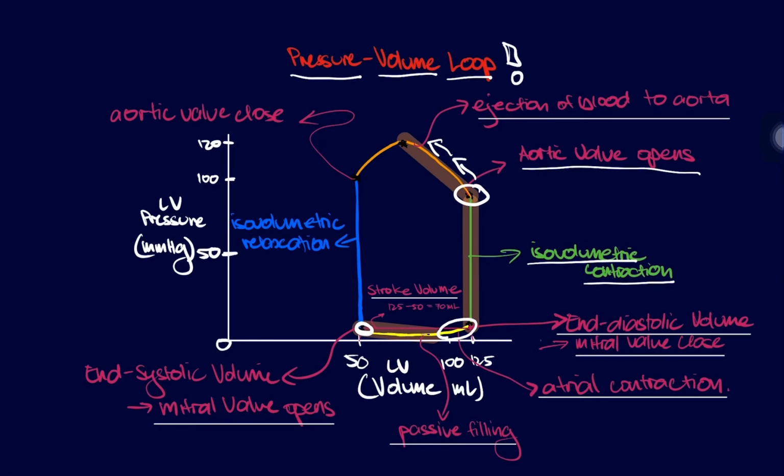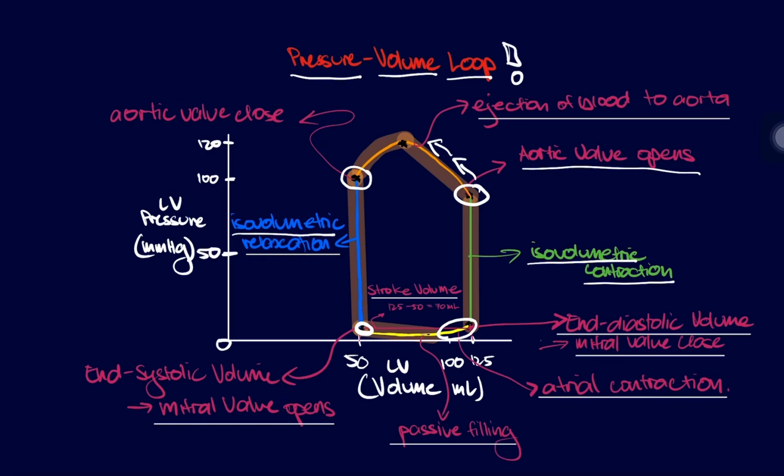Then the left ventricle relaxes, therefore the pressure starts to go down. We then reach the point where the aortic valve closes. This means that there will be no change in volume and the pressure still goes down, which marks the isovolumetric relaxation.